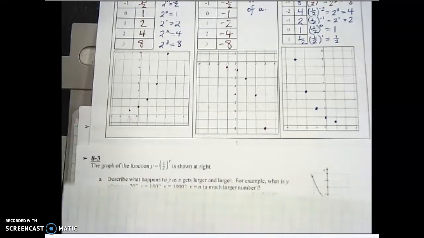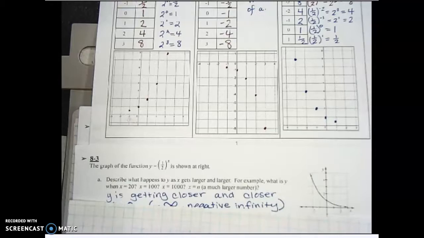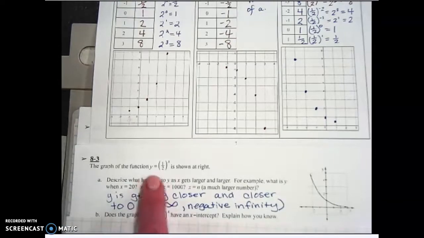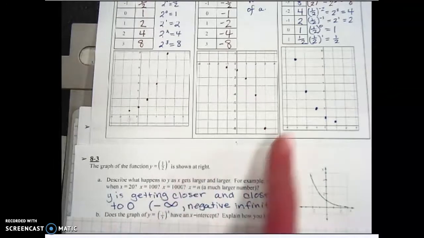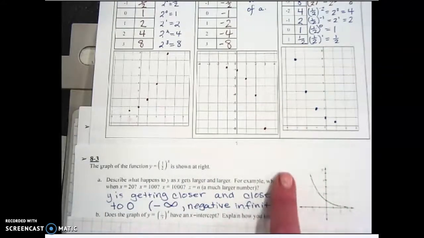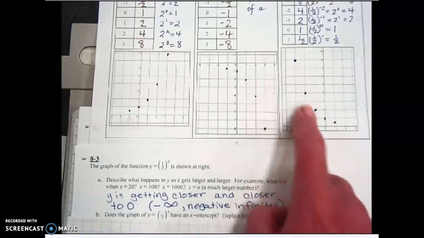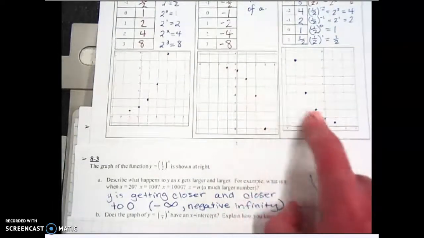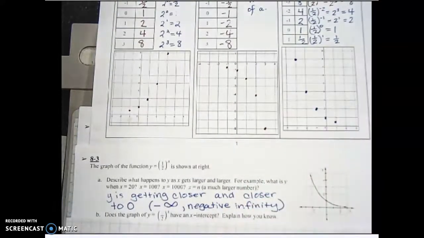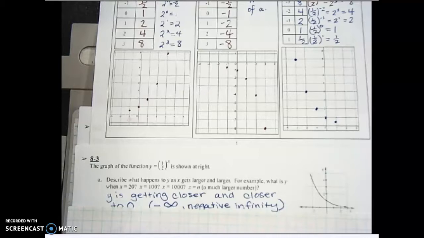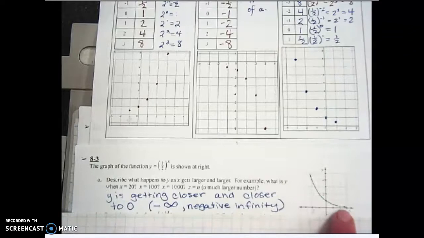The top of page 3, we're doing question 8-3. It says the graph of the function y equals 1/2 to the x is shown at right. We just did it right here in C. So that looks the same as this one right here. It's just a decreasing exponential function. And the question says to describe what happens to the y as the x gets larger and larger. So if you look down at this graph, what happens right here? What does it look like it's about to do?